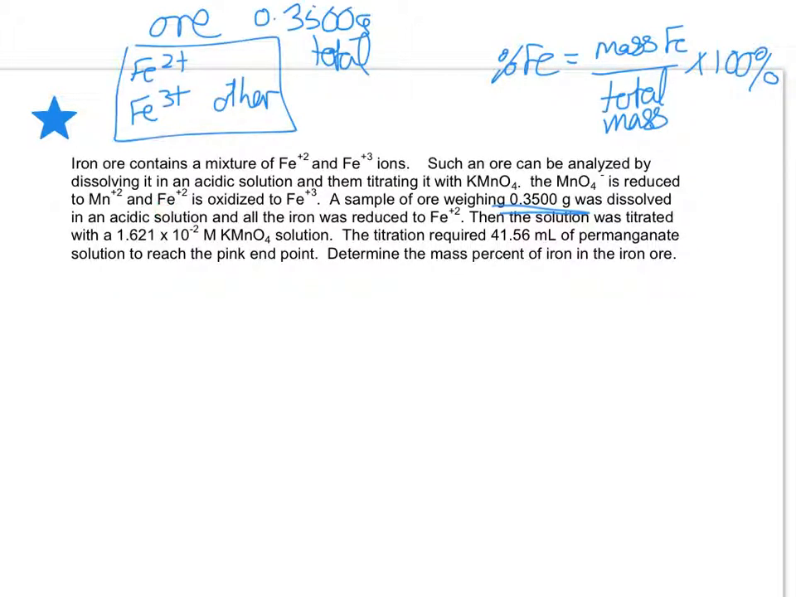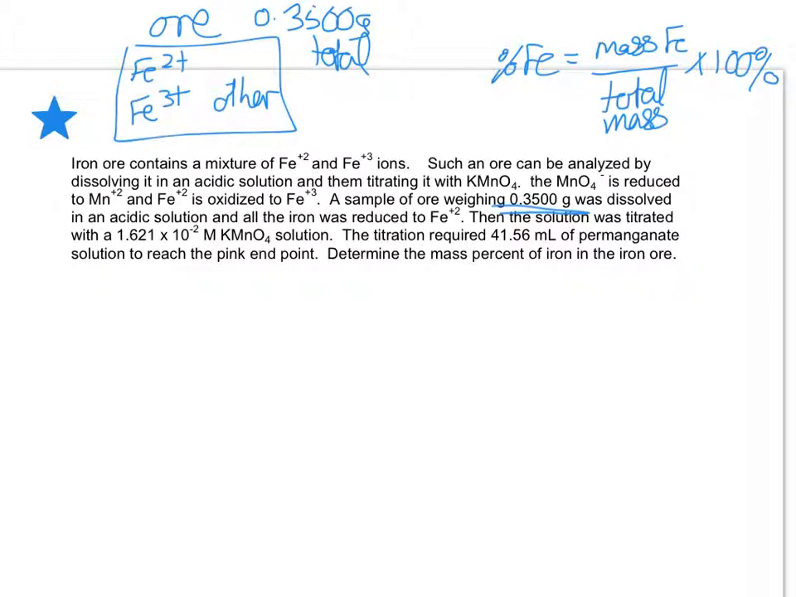And it's saying that, so you put this whole ore into an acidic solution, and you add potassium permanganate. Basically, the acidic solution is there to kind of dissolve your ore. Then you add the permanganate solution, and the permanganate turns the Fe2+ to Fe3+. So let's try to write the chemical equation for that.